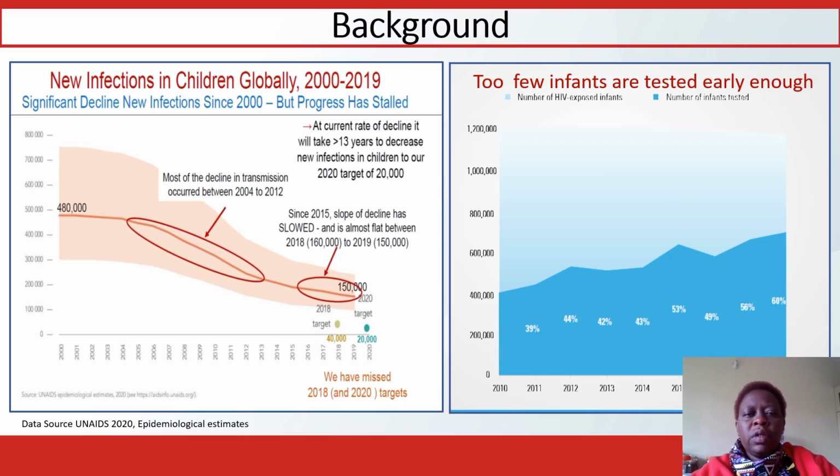Progress to decrease infant HIV infections has stalled, and yet the scale-up of early infant diagnosis (EID) is one of the main priorities for countries aiming to achieve elimination of mother-to-child transmission globally. Some of the countries under the global plan only achieved around 50% testing coverage among the exposed infants in 2016, and by 2018, coverage had only increased to 68%, as shown on the second bar graph.